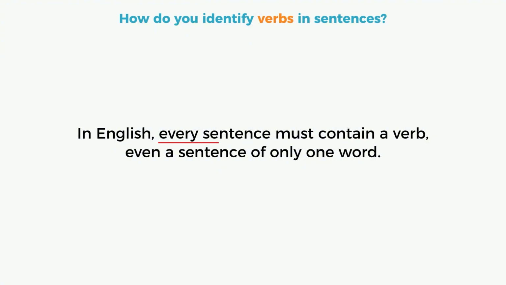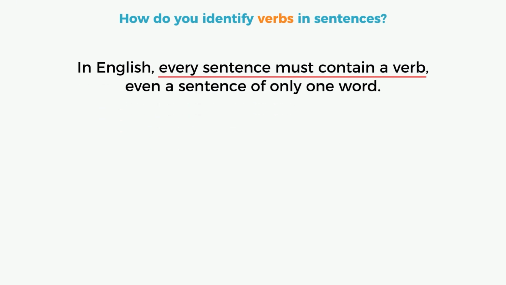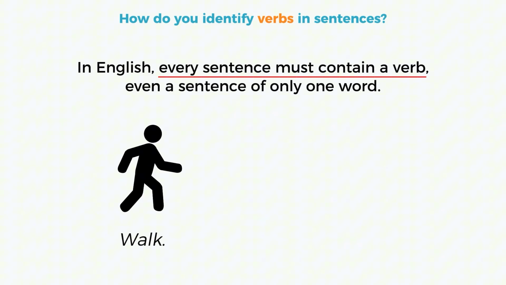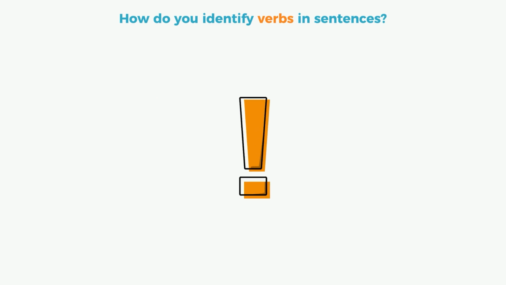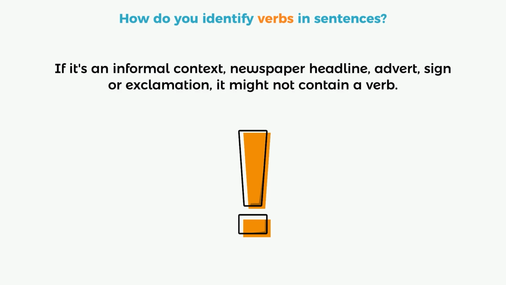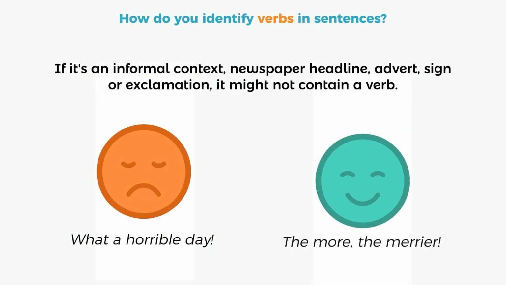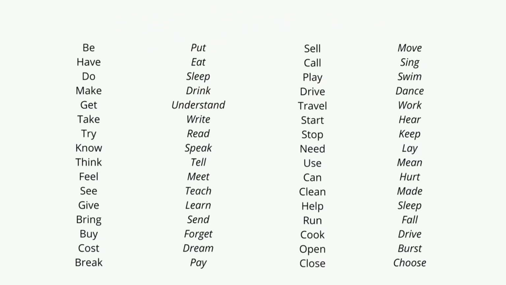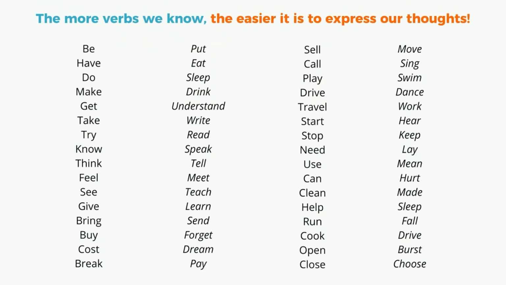In English, every sentence must contain a verb, even a sentence of only one word. In this case, the single word would be a verb. For example, an infinitive like walk or stop. Please note, if it's an informal context, newspaper headline, advert, sign, or exclamation, it might not contain a verb. For example, what a horrible day. The more, the merrier. Therefore, the more verbs we know, the easier it is to express our thoughts.